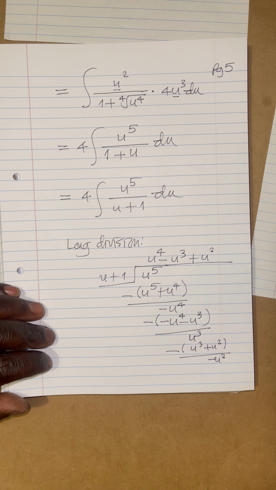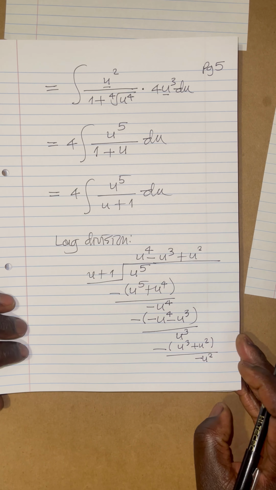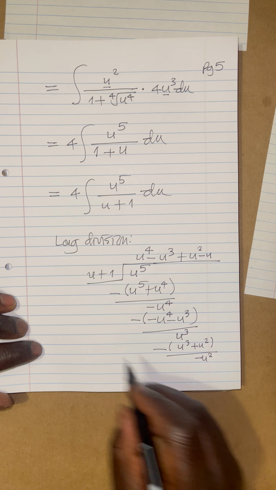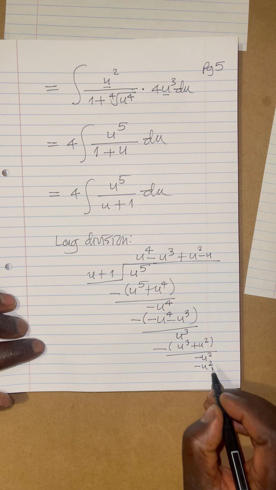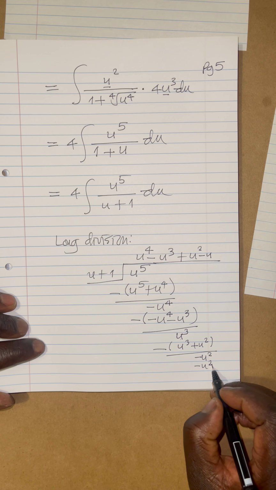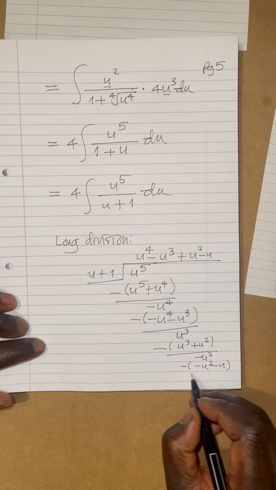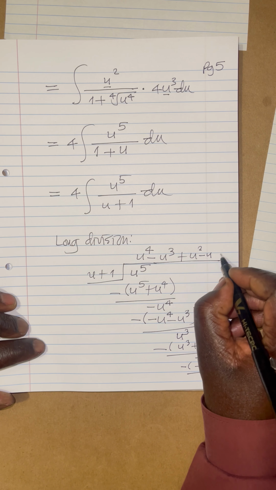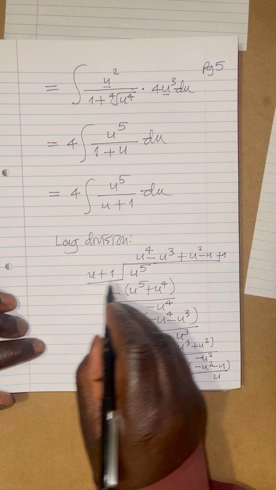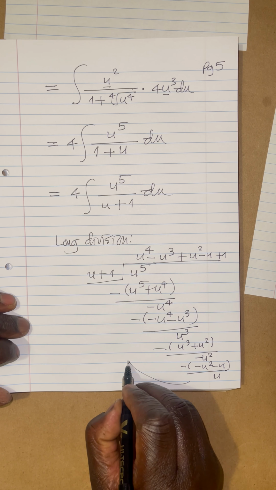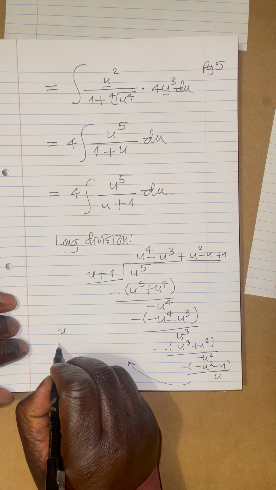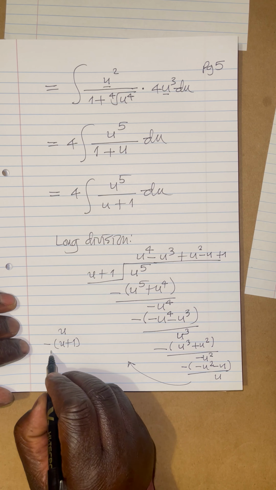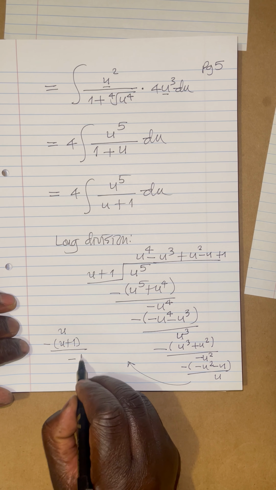And what do I do next? Repeat the process. u into minus u squared, the answer is minus u. Multiply by u, it will be minus u squared. Multiply by 1, it will be minus u. Let's subtract. The answer is u. And I'll proceed again. u into u, the answer is positive 1. Positive 1 times u plus 1 will be u, and down here I'm going to have u plus 1. And I have to subtract this. Subtracting, the u's cancel, I have minus 1.